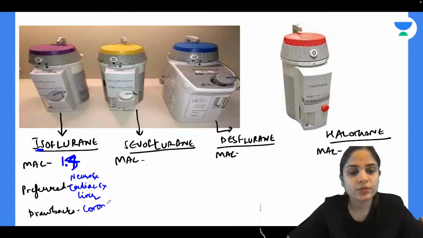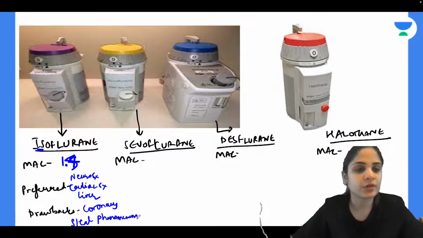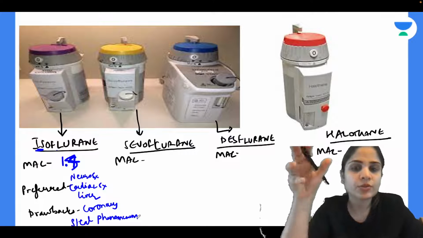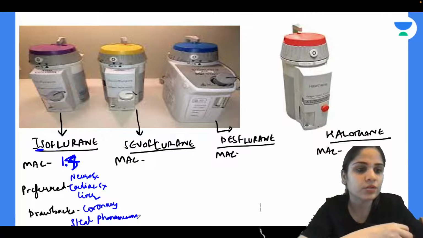Okay, so isoflurane, yes, very good. Side effect or drawback is it causes coronary steal phenomenon. Okay, what is coronary steal phenomenon? It is also called the reverse Robin Hood phenomenon. So you remember how Robin Hood used to take money from the rich and give it to the poor.